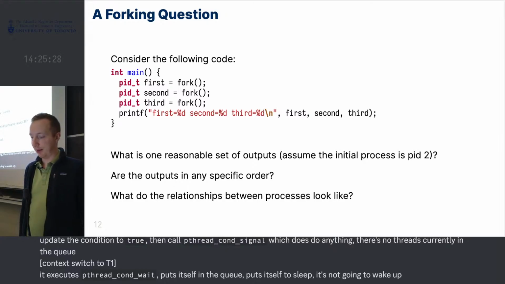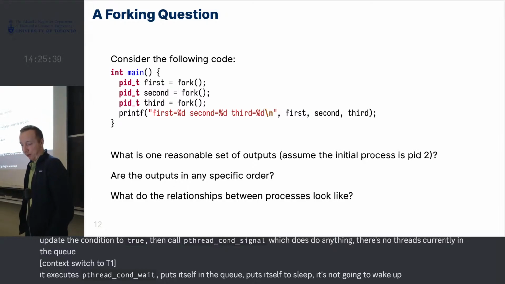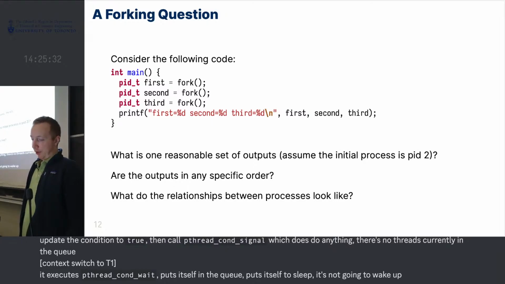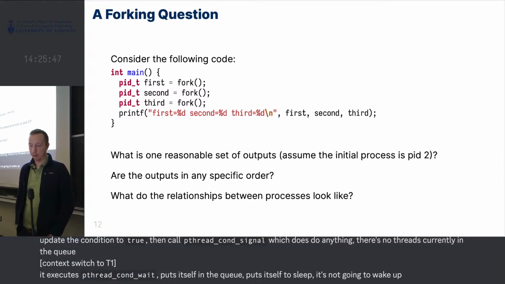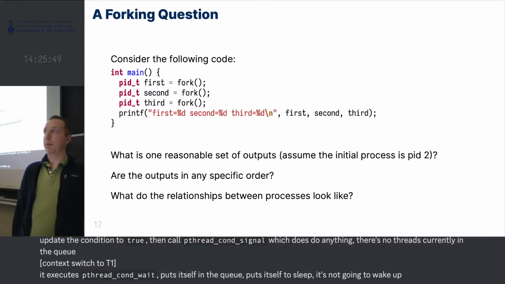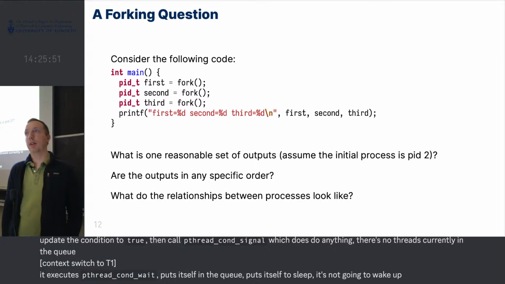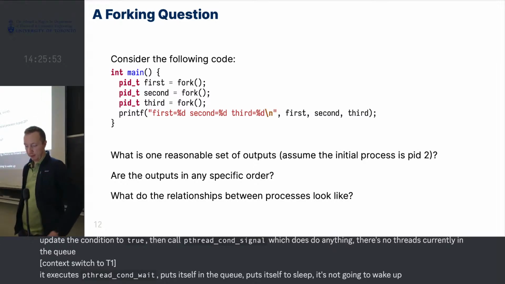This is everyone's favorite. Here you have a main function that just forks 3 times in a row. The question asks: what's a reasonable set of outputs, assuming that the initial process has a PID of 2? Are the outputs in a specific order? What do the relationships between the processes look like? Who is the parent of whom?